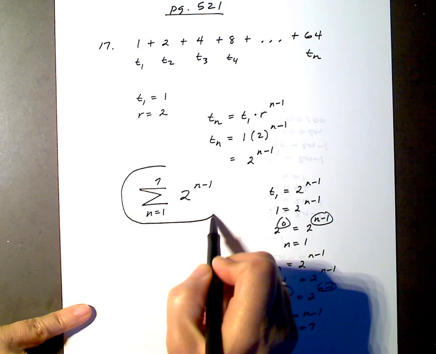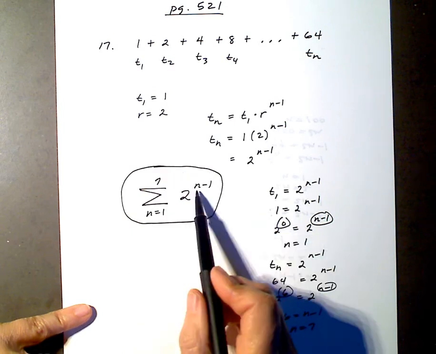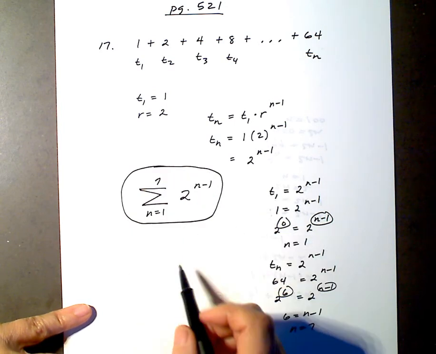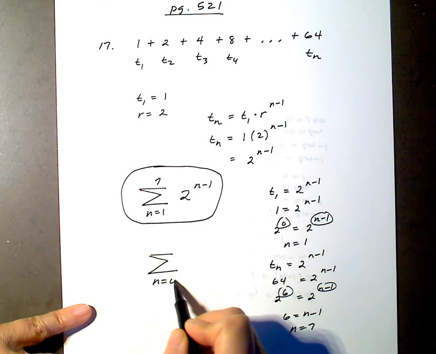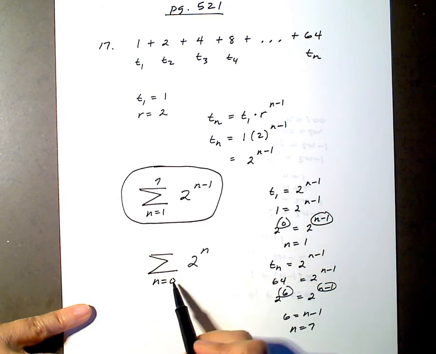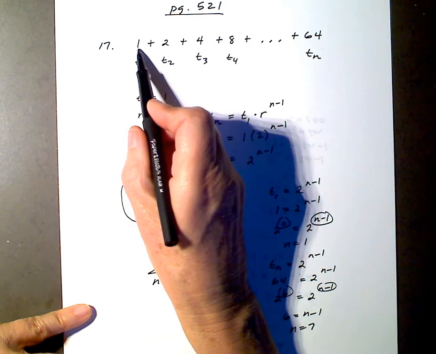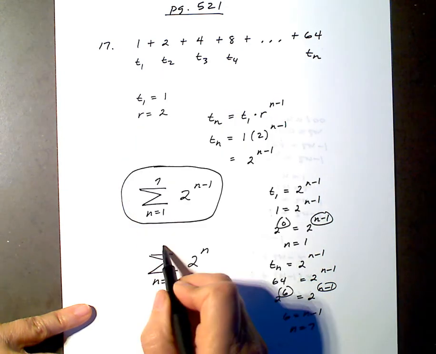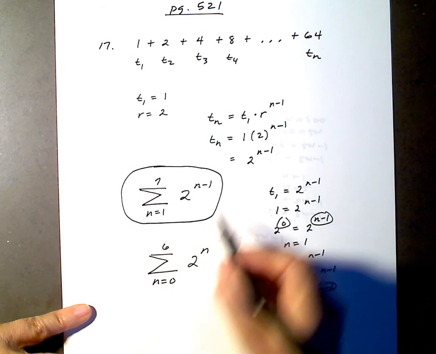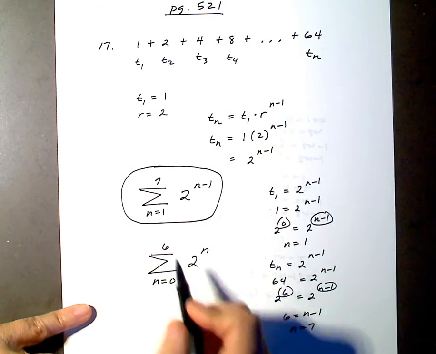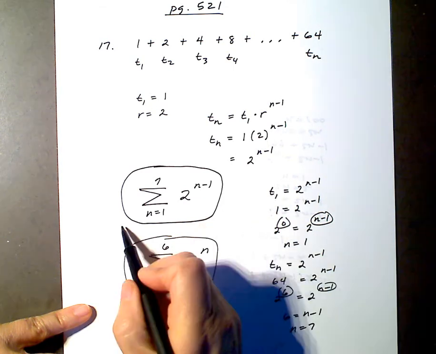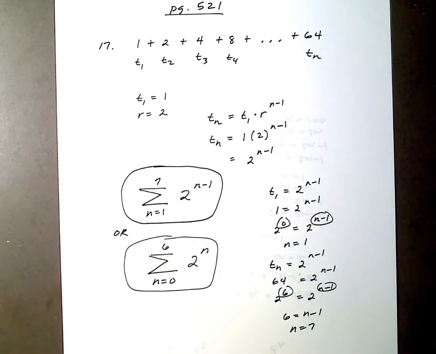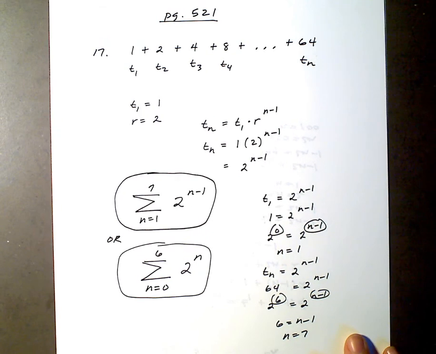Another way that you could adjust this, if you didn't want to do this as n minus 1, you just wanted it to be 2 to the n, is start the counter at 0, and then it's 2 to the n, because the first term would be 2 to the 0, which is 1. And it would go 0 to 6. 2 to the 6th would be the last term. So either of these can be used if you don't want to use the n minus 1 here. So they both get to the same series. And that's it.